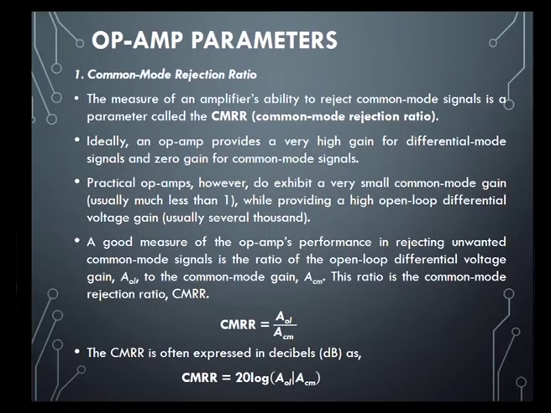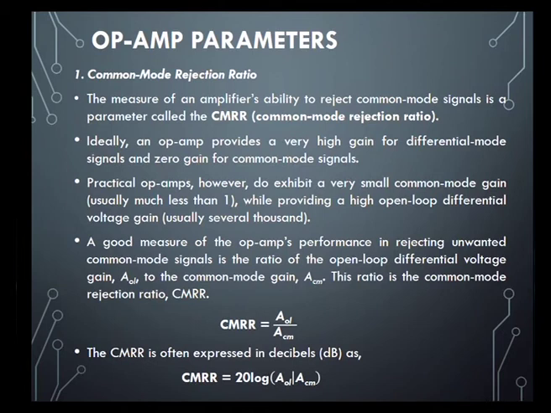Ideally, an op-amp provides very high gain for differential mode signals and 0 gain for common mode signals. Practically this is not possible, and a practical op-amp is different. Practical op-amps exhibit a very small common mode gain, much less than 1, while providing a high open loop differential voltage gain. Next we deal with how the op-amp is affected by the CMRR.